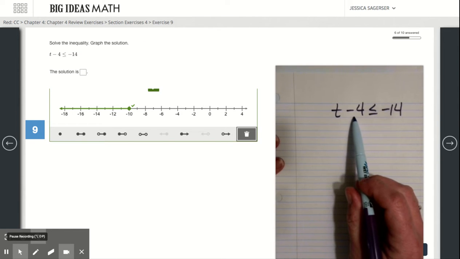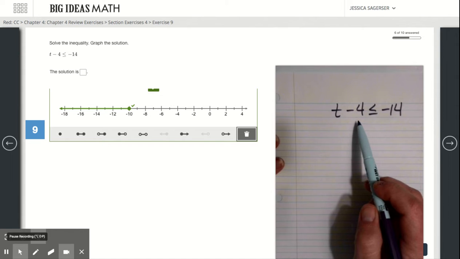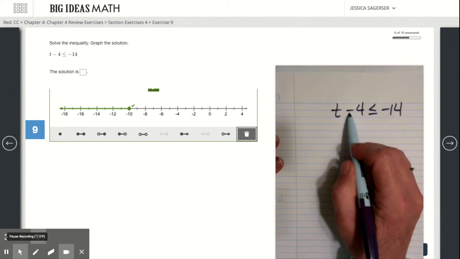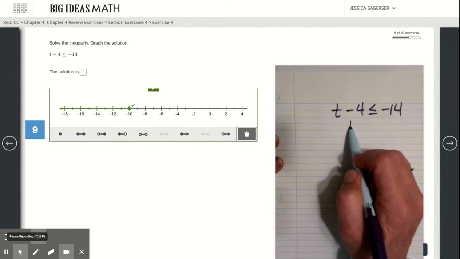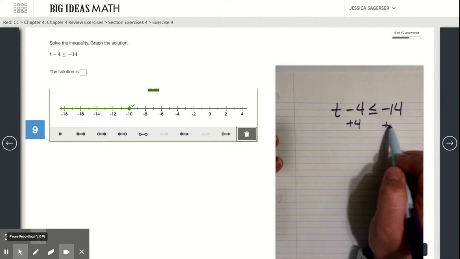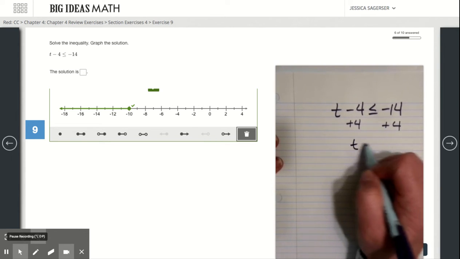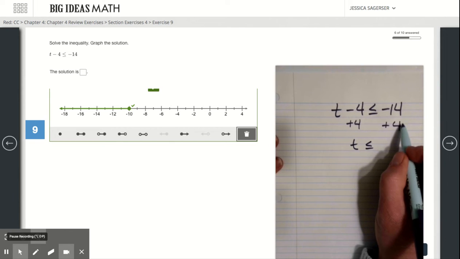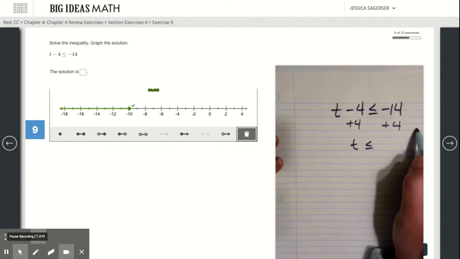So we're going to add or subtract whatever is on the same side as our variable. So instead of subtracting 4, the opposite would be adding 4. Whatever you do to one side, you must do to the other to make it balanced. So t is less than or equal to -14 plus 4. On our number line, we'd be moving to the right from -14. So our answer would be -10.